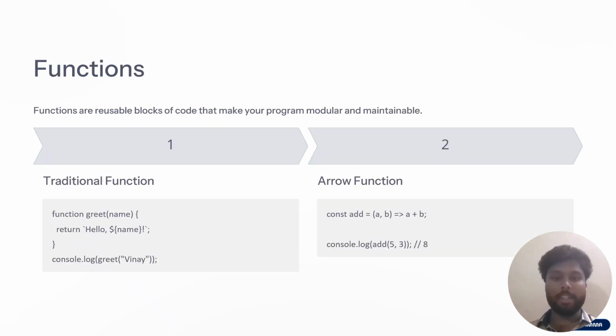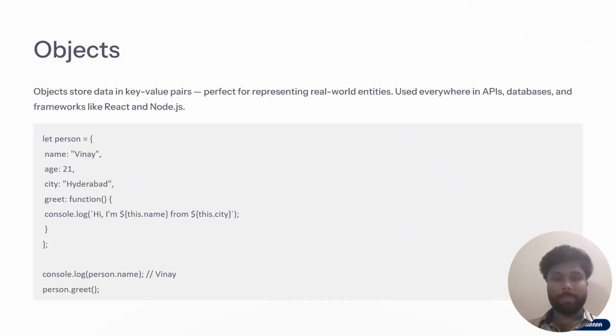Now let's come to functions. Functions are reusable blocks of code. Instead of writing the same logic multiple times, we put it inside a function and call it whenever we need it. There are two types shown here: the traditional function and the arrow function. The greet function takes a name and returns a greeting message. Arrow functions are shorter and cleaner, and they are very popular in modern JavaScript. Functions help make the code clean, readable, and maintainable.